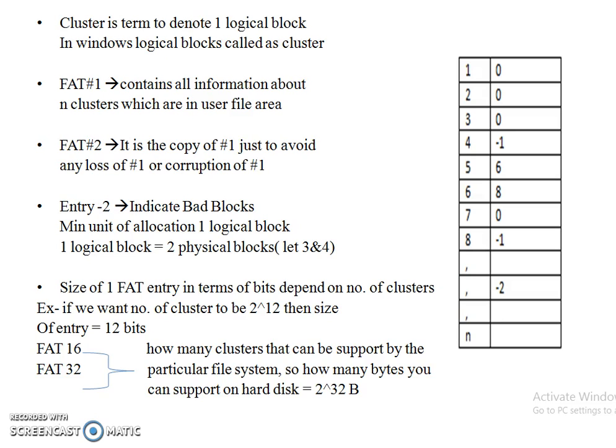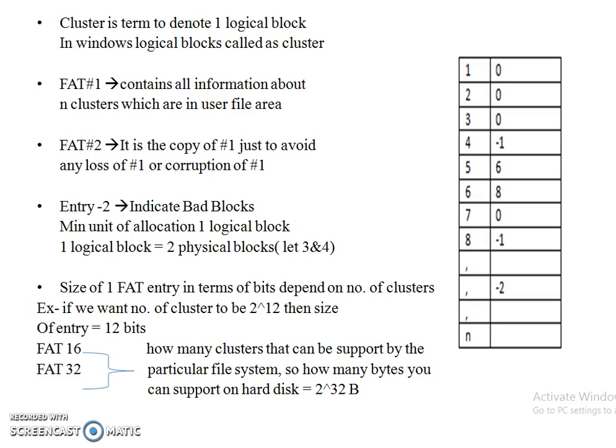The first cluster of F2 is 4. To find the next, go to 4. 4 contains minus 1, so 4 is the only cluster of F2. An entry of 0 against a cluster means the cluster is free. FAT2 is a copy of FAT1, just to avoid any loss or corruption of FAT1. For information about bad blocks, let's take entry minus 2 to indicate a bad block.